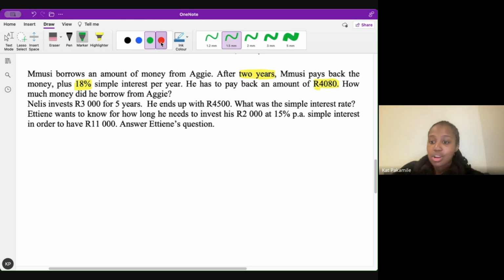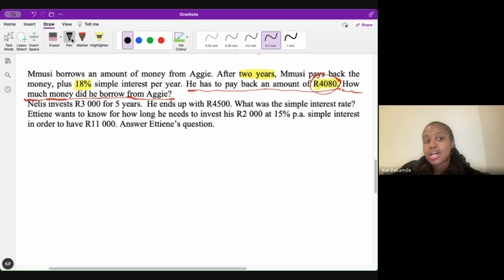Guys, read the last question. It says, how much money did he borrow? He has to pay back an amount of 4080. Is that 4080 including the amount that he borrowed, or is it just the interest? It is including. So is it just SI or is it A? It's A, okay? It's the accumulated amount, including interest.